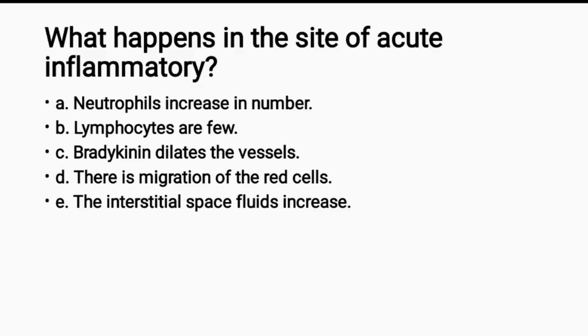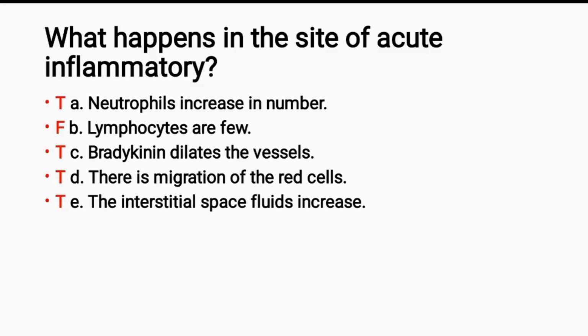What happens in the site of acute inflammatory reaction? Well, A, neutrophils increase in number. B, lymphocytes are few. C, bradykinin dilate the vessels. D, there is migration of the red cells. E, the interstitial space fluids increase. Well, those are the answers except B. There are not few lymphocytes.